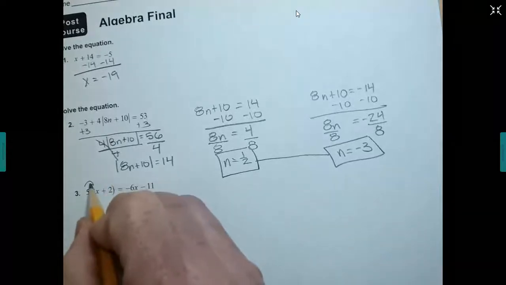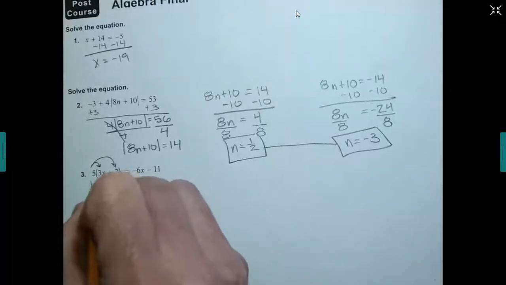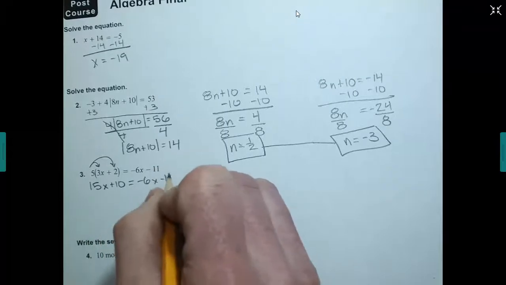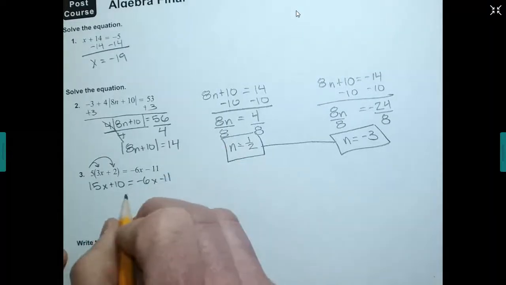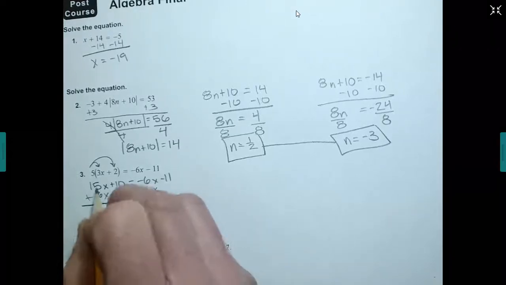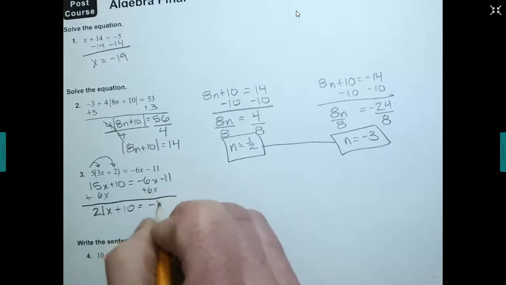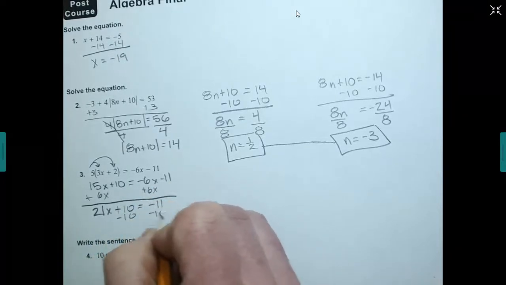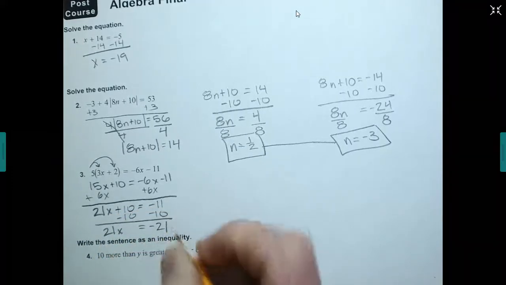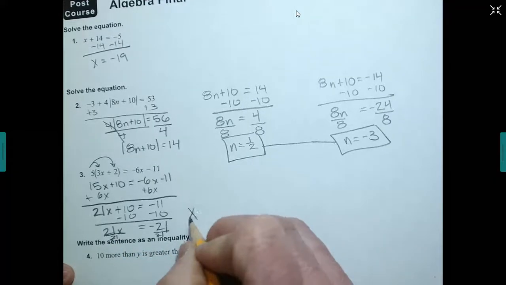Alright, first step, I'm going to distribute. We have 15x plus 10 equals negative 6x minus 11. So let's add 6x to both sides. I like to keep my x's positive. Minus 10 on both sides, I get 21x equals negative 21. Divide both sides by 21. I get x equals negative 1.